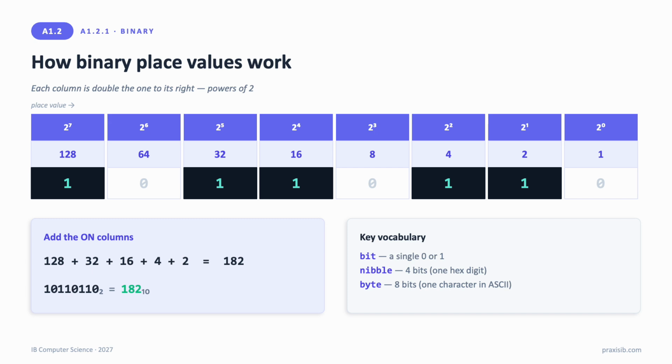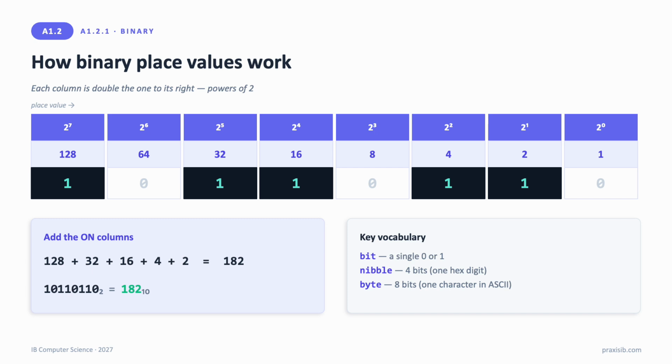Let's try the number on the screen. 1 0 1 1 0 1 1 0. Going through the positions with a 1 in them, we keep 128, then 32, then 16, then 4, then 2. Add those together. 128 plus 32 is 160, plus 16 is 176, plus 4 is 180, plus 2 is 182. So that binary number equals 182 in decimal. Reading binary is really just adding up the columns that are switched on.